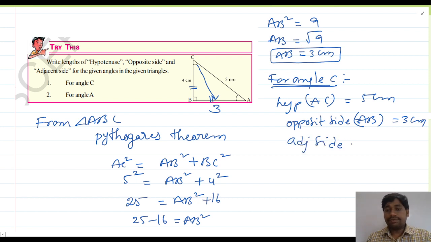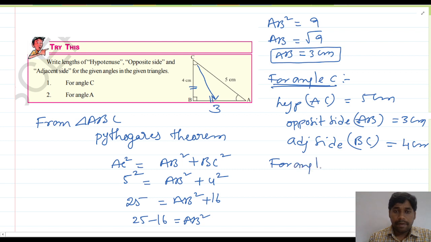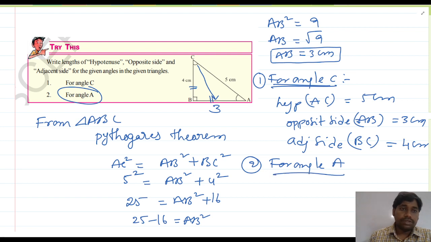So adjacent side we can write as BC, which is nothing but 4 centimeters. Next, for angle A, this is the first one, and the second one, for angle A, what can we write? Let me erase that first. Okay, done. Next you can write now easily.